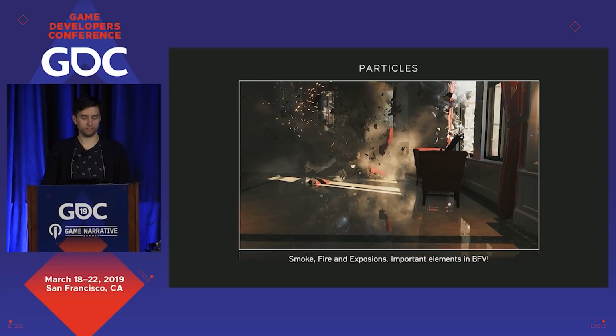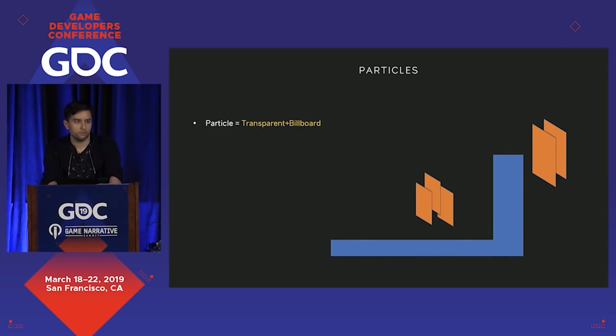Now we're going to talk about particles. Particles are very important in Battlefield. It's set during World War II, so fire, smoke, and explosions are obviously important. And when I talk about particles, what I technically mean is transparent billboards. A billboard is just a 2D plane that's always facing the camera direction.